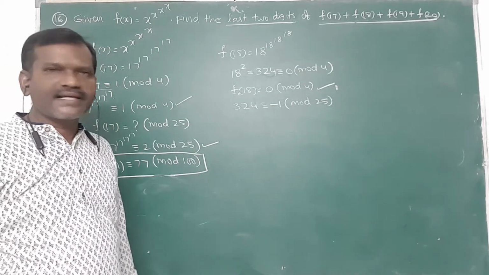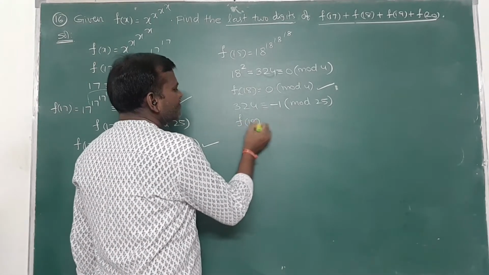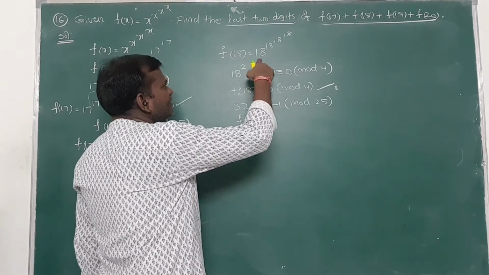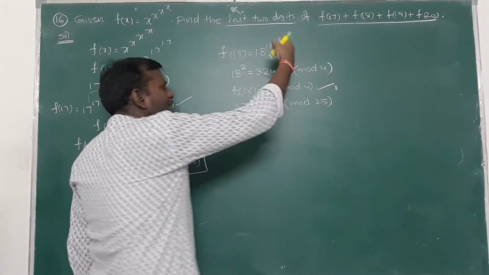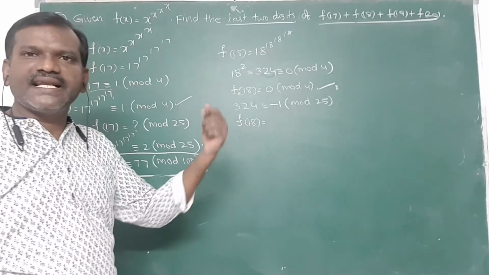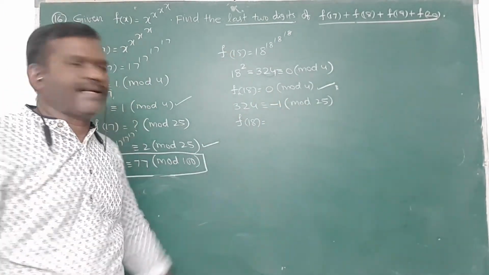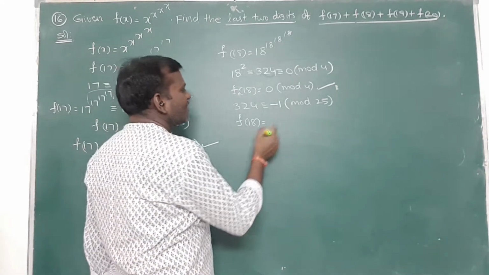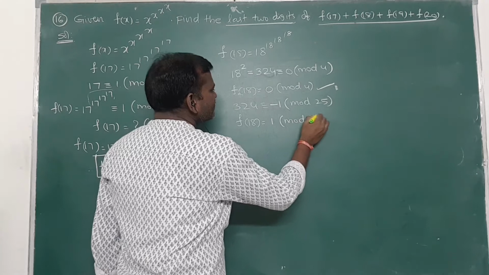Minus 1 is the remainder. So that means f of 18 leaves remainder minus 1. 18 squared is minus 1, but this whole power is an even number only. 18 power 18 power 18 is always an even number, and minus 1 to the power of an even number is always 1. So that means f of 18 leaves a remainder 1 when divided by 25.